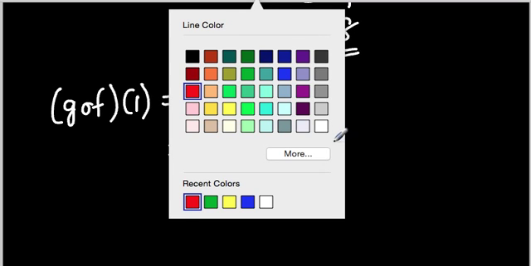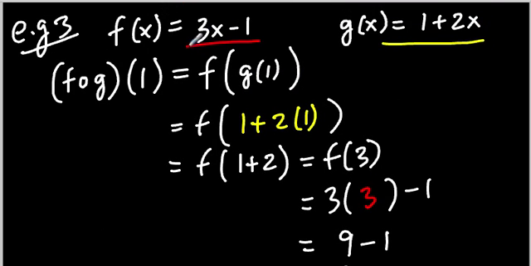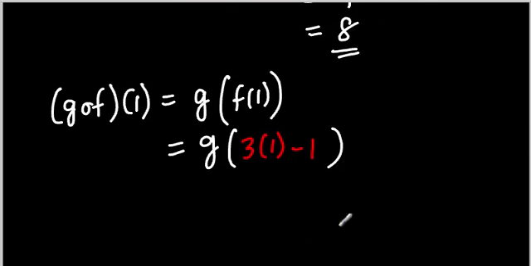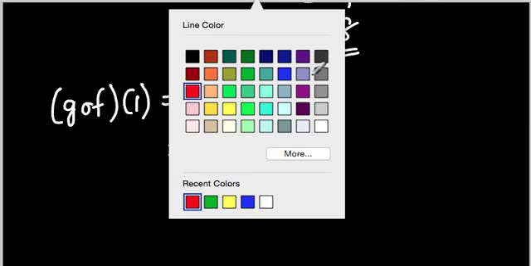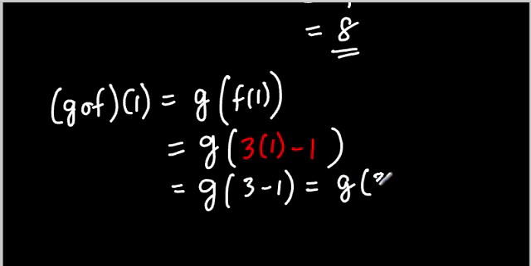Oh, actually, let me just stick with white. I'm going to close the bracket. So I'm going to find out what that is. So that's 3 times 1 minus 1. And let's just make sure that's correct. So it's 3x minus 1. I'm going to replace that x with a 1, which I've done here exactly. So let's do that. So it's equal to g of 3 times 1 is 3, 3 minus 1. And what's 3 minus 1? Well, that's 2. So now I'm doing g of 2.